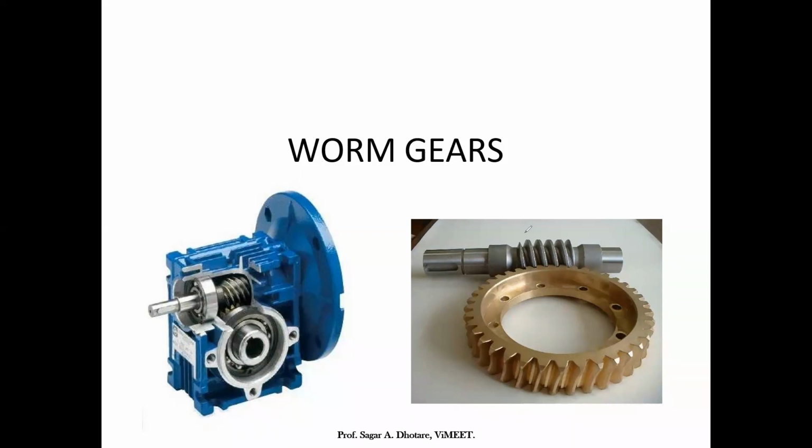You can look at over here. You can see the worm here. So the worm may be left hand or right hand, or single start or multi start. The worm gear is similar to a helical gear, which you can see over here, except that the face is concave to the involute worm.